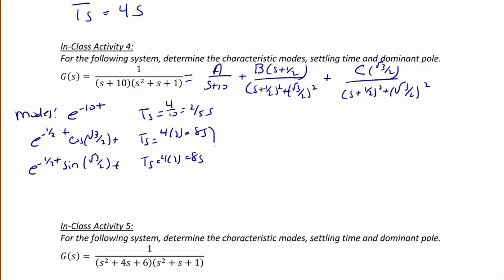So the longest settling time is 8 seconds. So the dominant pole is -1/2 plus or minus j times the square root of 3 over 2. And the overall settling time for the system is 8 seconds.